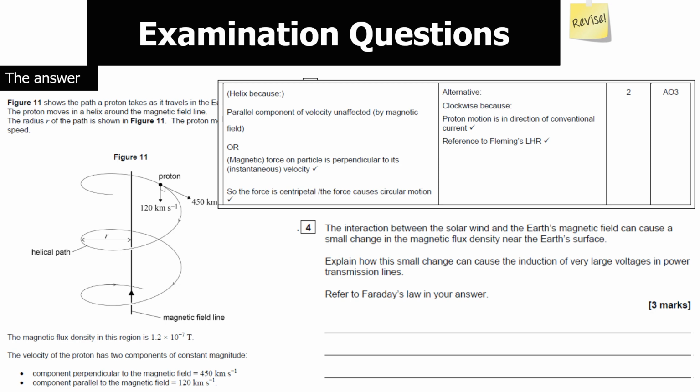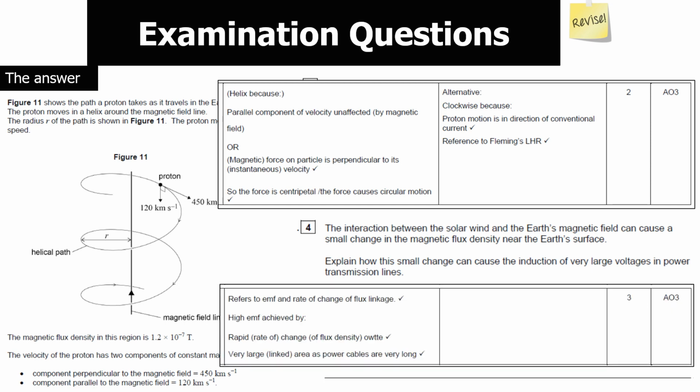Now in the second question, it's so important you actually reference Faraday's law. So what is Faraday's law? It's that the EMF is directly proportional to the rate of change of magnetic flux linkage.